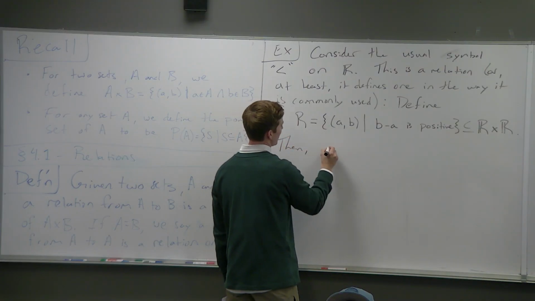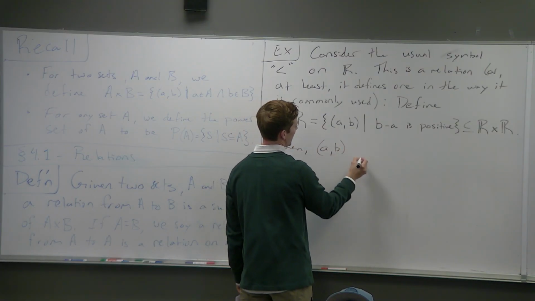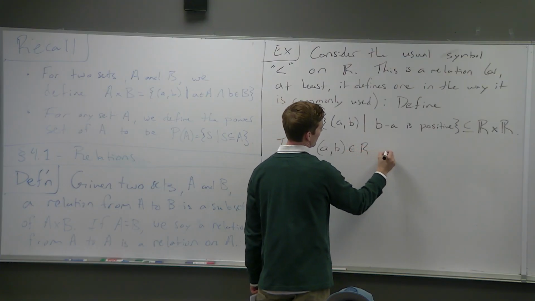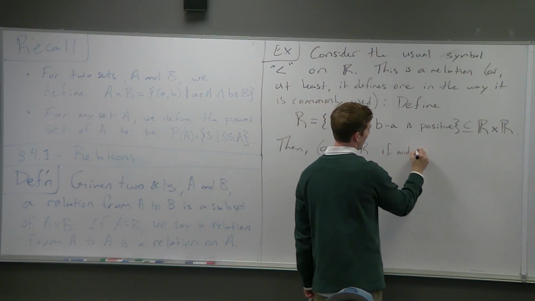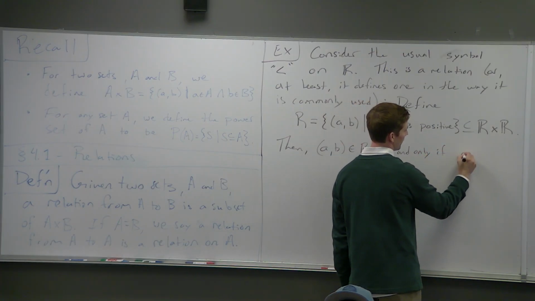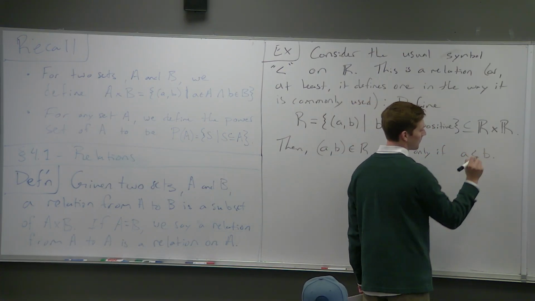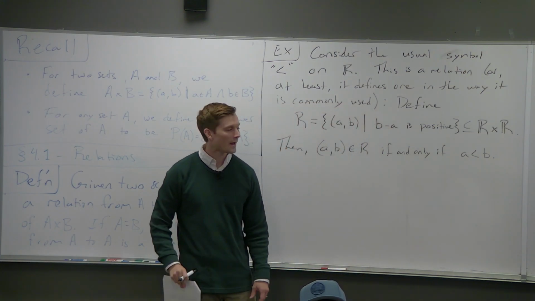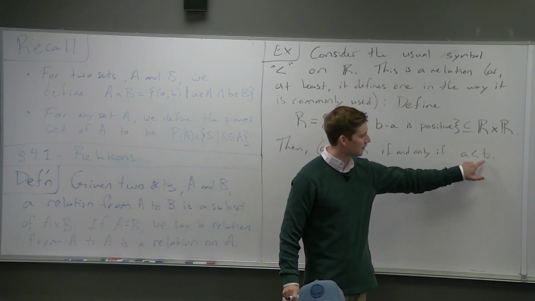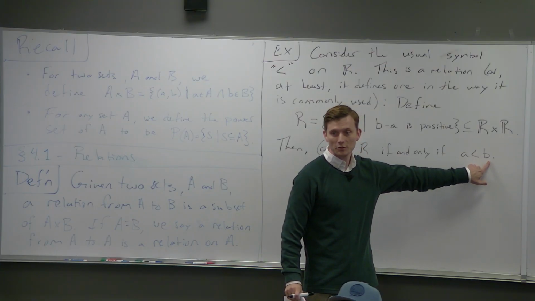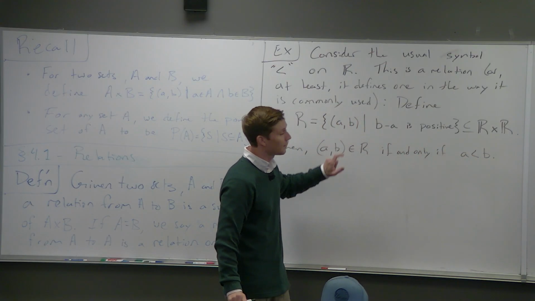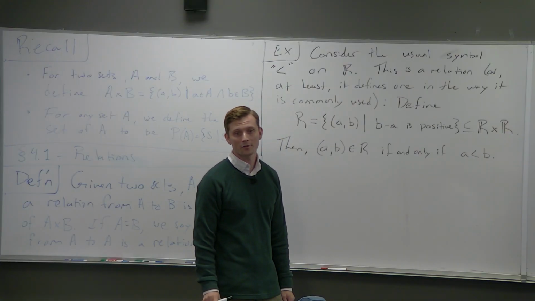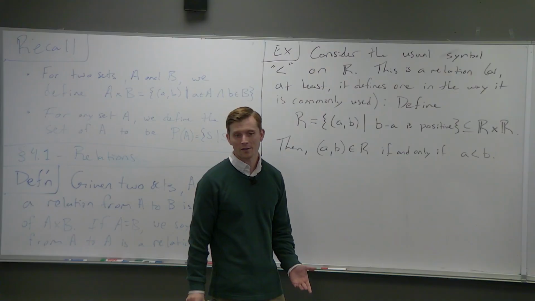Then AB is in R if and only if A is less than B. That is, the notation A less than B is just describing which elements belong to this set of ordered pairs. Here's an easier way to think of it.